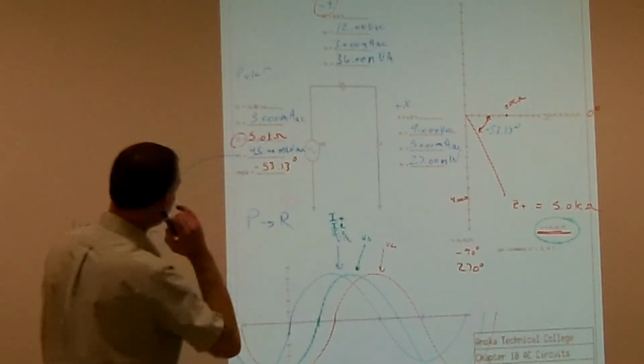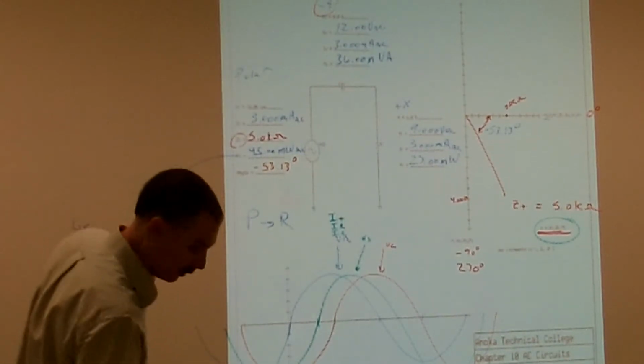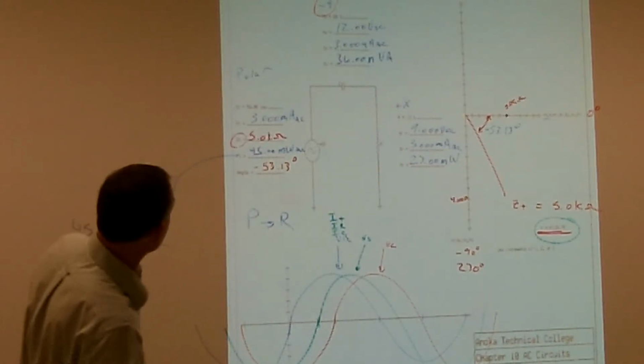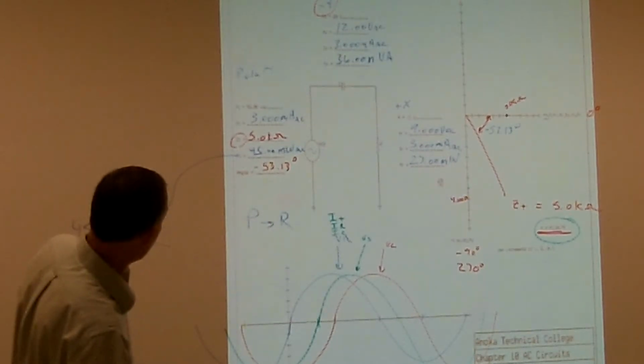I'm trying to think on how I normally explain that capacitor thing. But anyways, that capacitor is just storing and putting energy back into the circuit, and the resistor is actually giving us our true power.